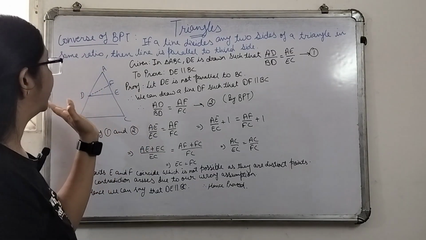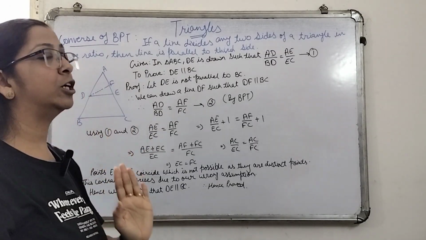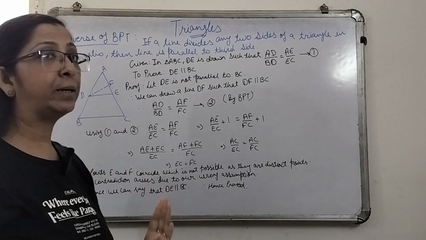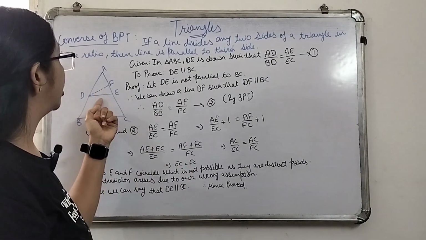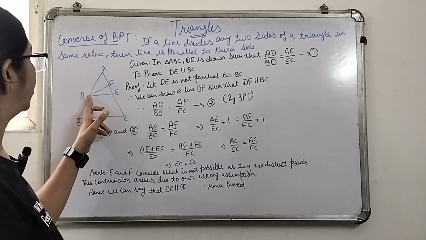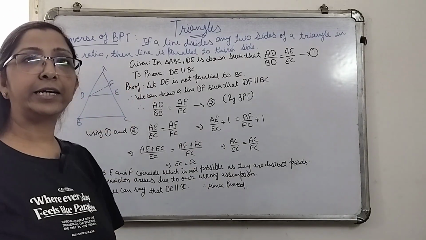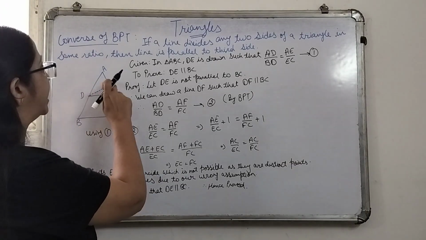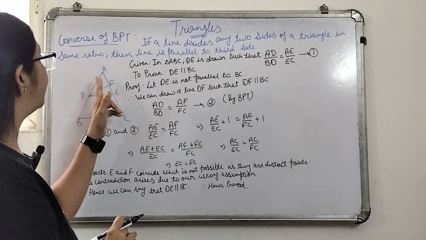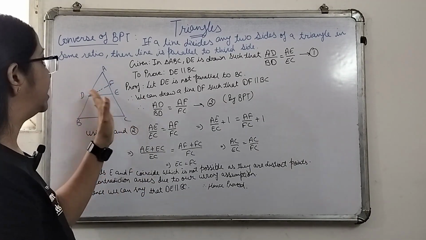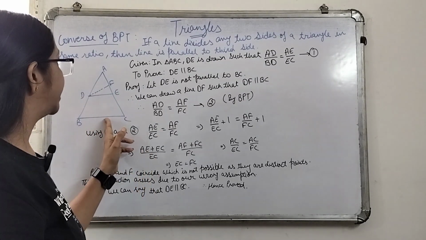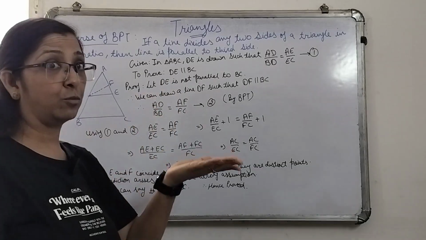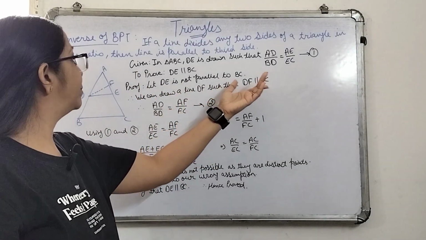Now what we'll be doing is assuming that DE is not parallel to BC. If it is not parallel, obviously we can draw from point D a line which will be parallel to BC. So we are assuming that the line DF which we have drawn is parallel to BC and DE is not parallel to BC. This is our construction.